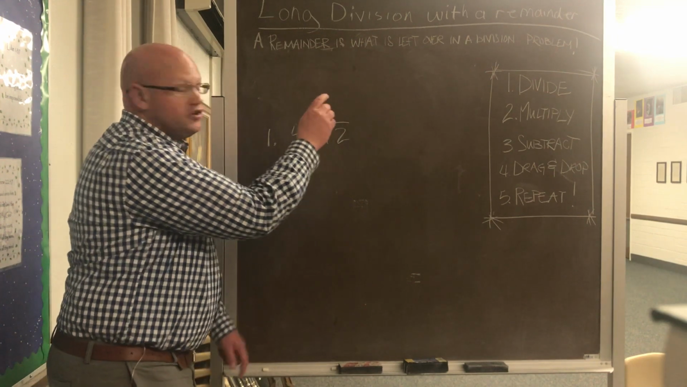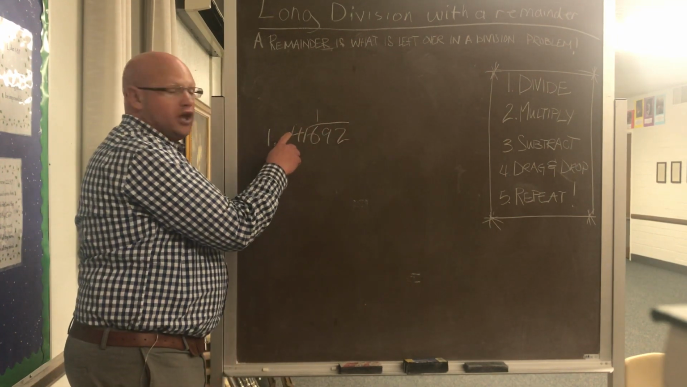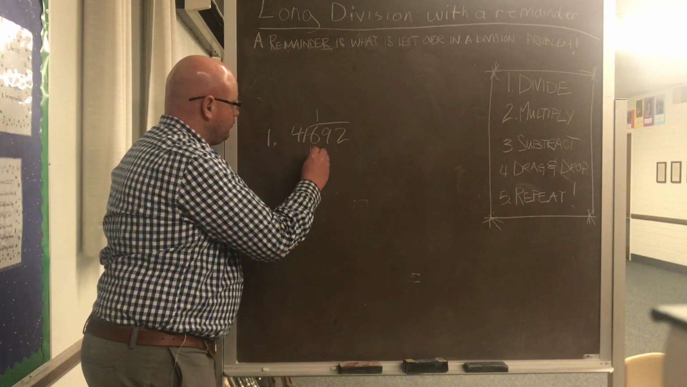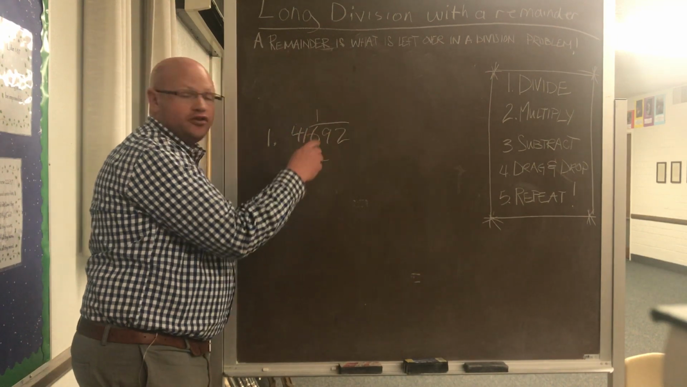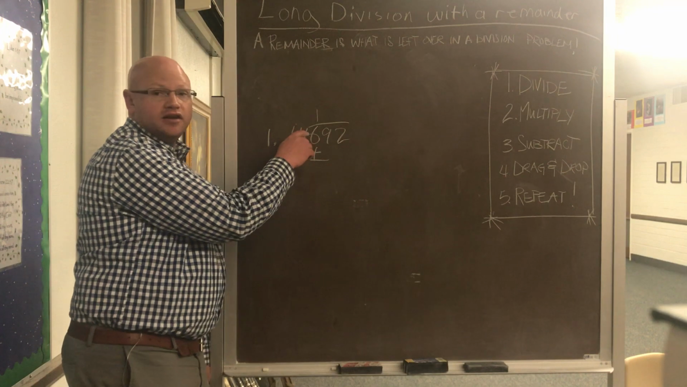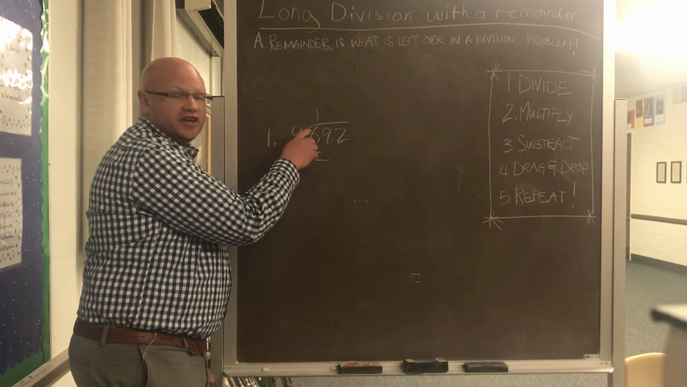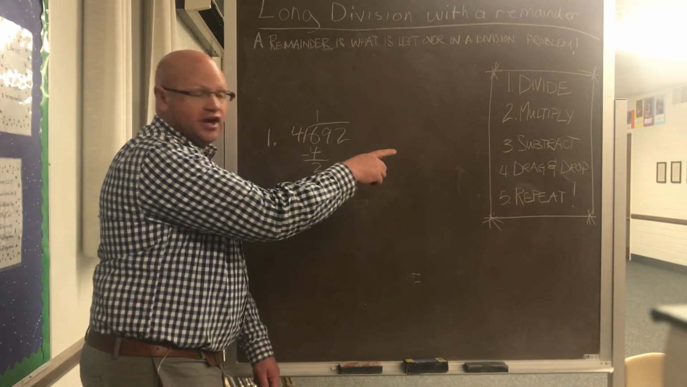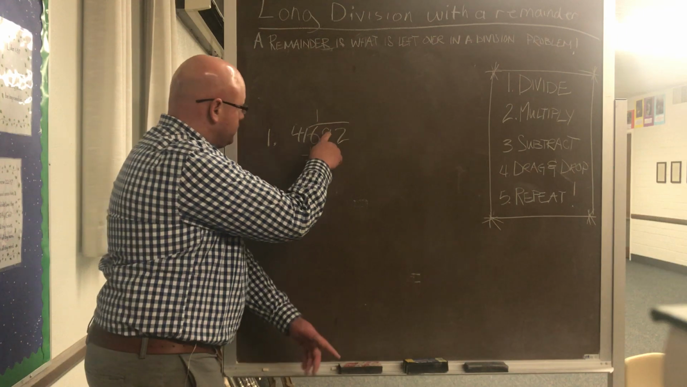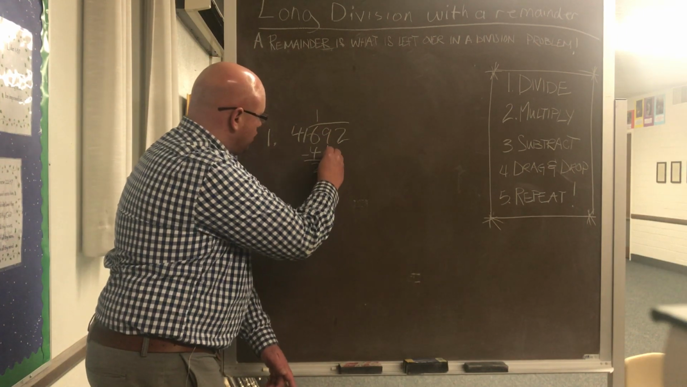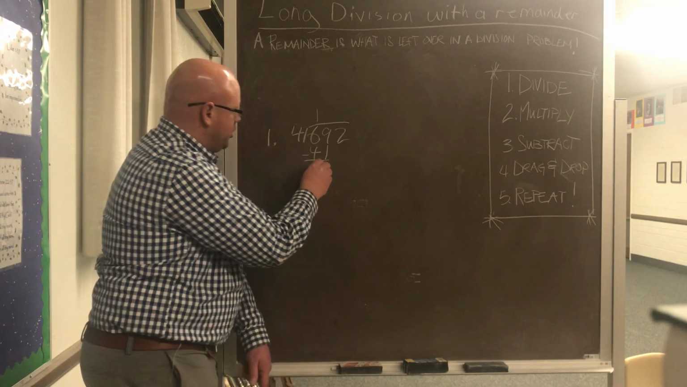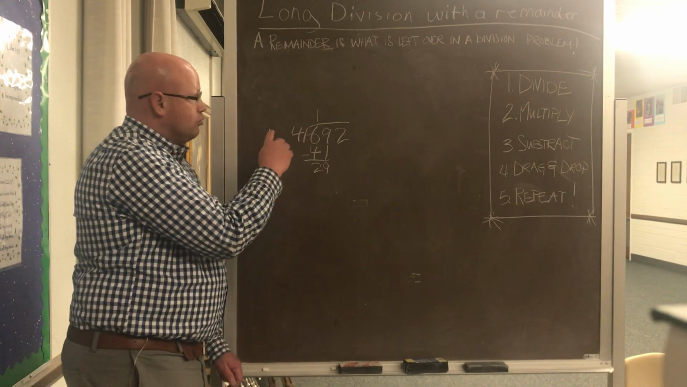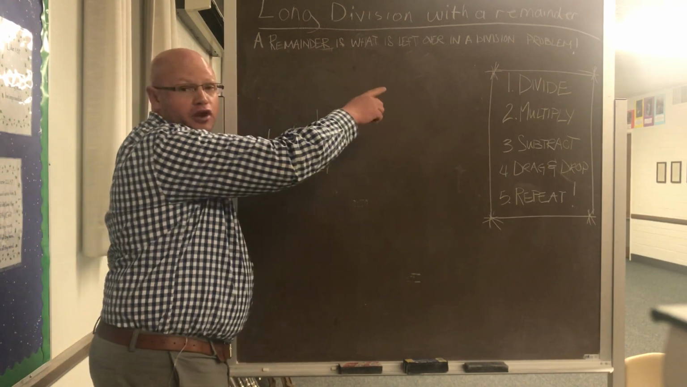And then we'll go on to the second step, which is multiply. 4 times 1 is 4. And then the third step, which is subtract. 6 subtract 4 is 2. And then the fourth step, which is drag and drop, which will drop that 9 down here by the 2, which will make that 29. And we'll repeat the process. And we'll start with number 1.